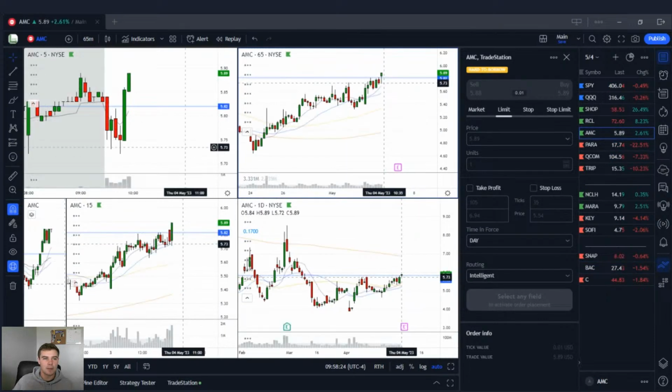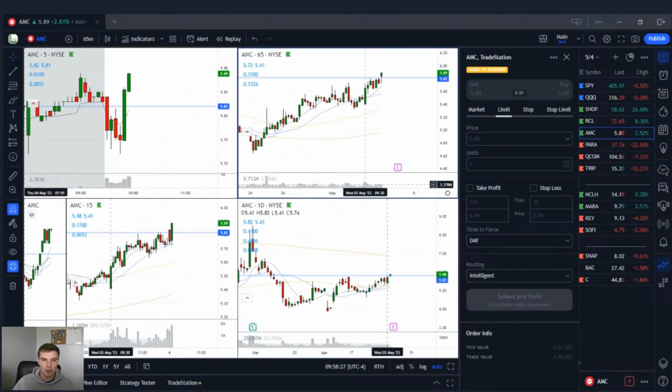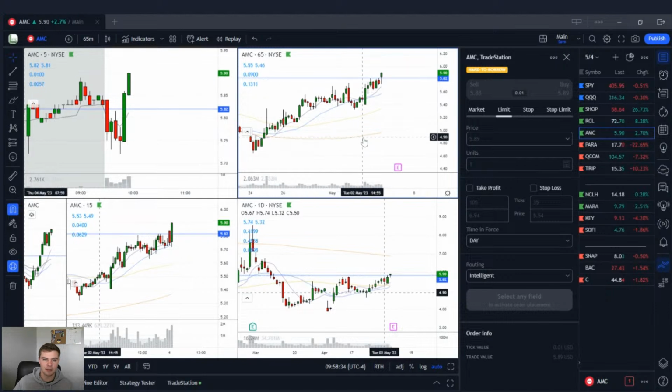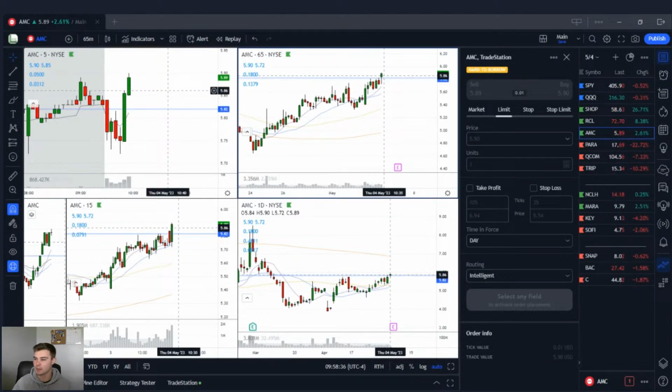I'm still kind of watching this AMC long too. This thing has quite a bit of range left. I'm getting some good strength on volume, so definitely keep an eye on this, guys. AMC.